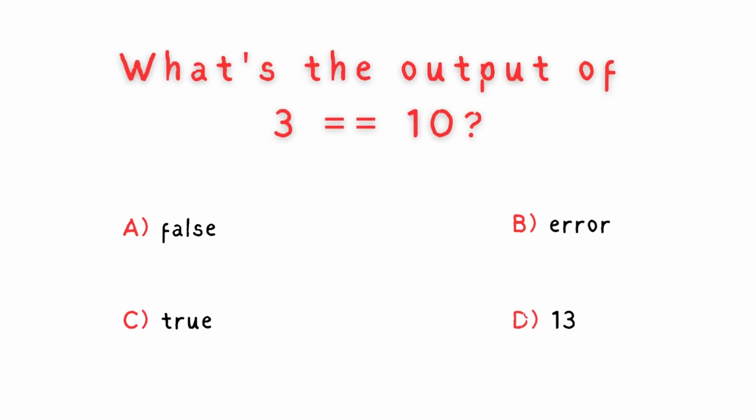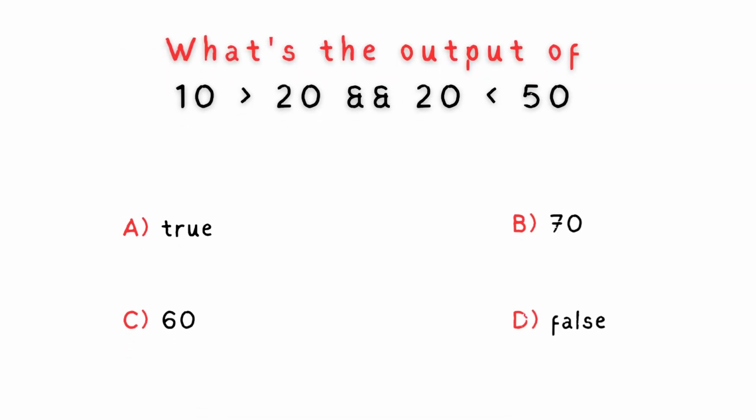What is the output of 3 equals to 10? Right answer A. Is 10 greater than 20 and 20 less than 50? Right answer D.